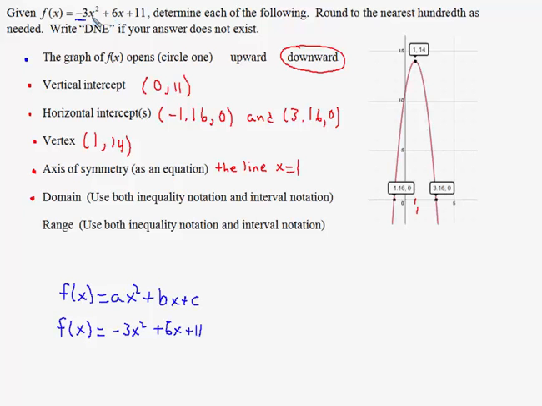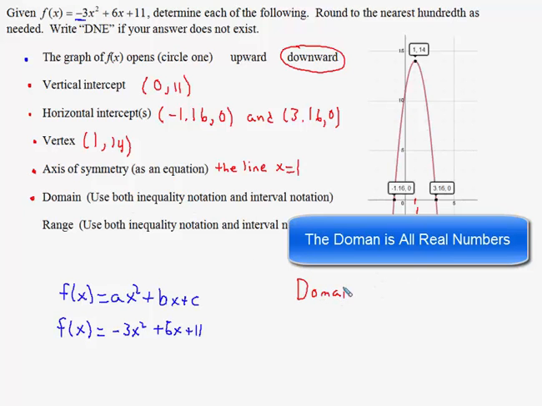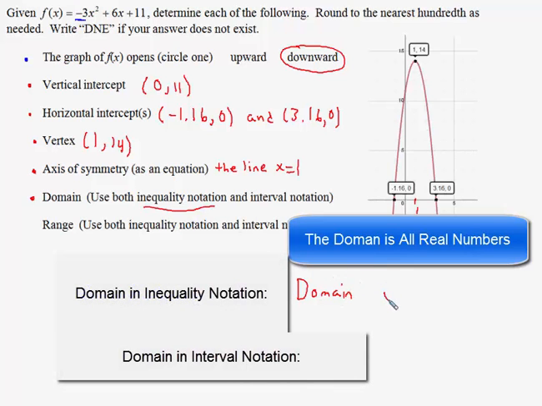Basically, any number you plug in for x, you can square it, you can multiply by negative 3, you can take any number and multiply by 6, and then you would just have 3 numbers being added together. Nothing goes wrong in that process. The domain would then be all real numbers, and to say all real numbers in inequality notation, you would say that x is bigger than negative infinity, and at the same time x is less than infinity, and that's just a fancy way of saying everything works.